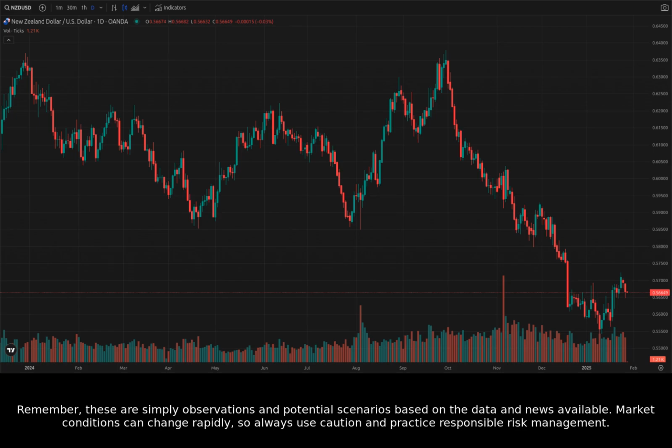Remember, these are simply observations and potential scenarios based on the data and news available. Market conditions can change rapidly, so always use caution and practice responsible risk management.